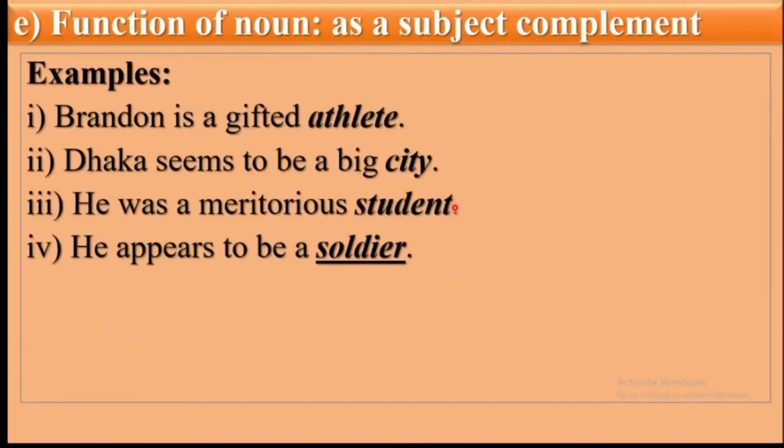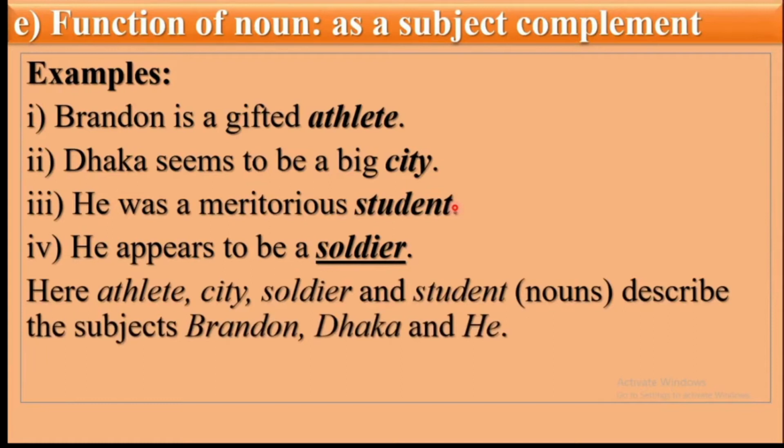We are now going back to the examples. Brandon is a gifted athlete. In this sentence, Brandon is the subject and the word athlete is describing the subject and it's a noun. Dhaka seems to be a big city. In this sentence, the word city is describing the subject, Dhaka.